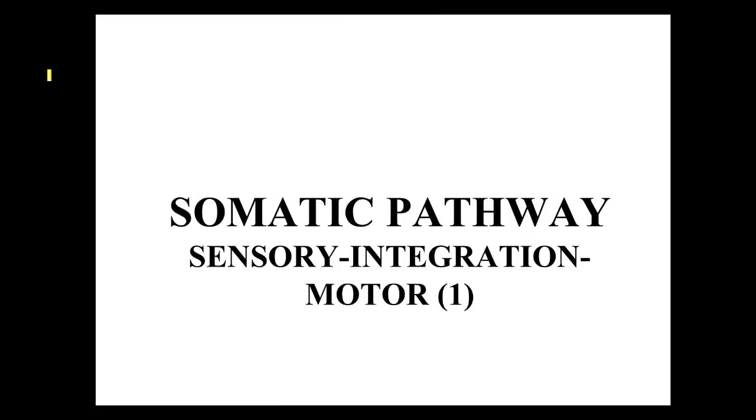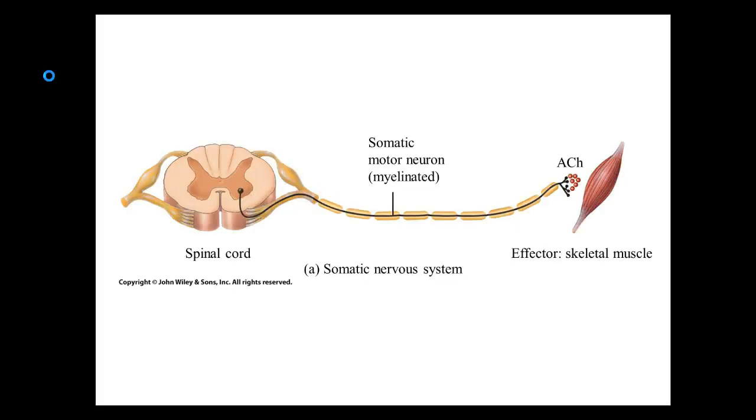So one last time to go over the somatic pathway. Sensory information comes in, it is integrated within the gray matter of the brain or spinal cord, and then motor information goes out. The motor information is going to come out the front of the spinal cord in the anterior gray horn. It's going to come down one single myelinated motor neuron to the effector, which is skeletal muscle. Somatic always releases ACH to the skeletal muscle. So the somatic pathway has one motor neuron.